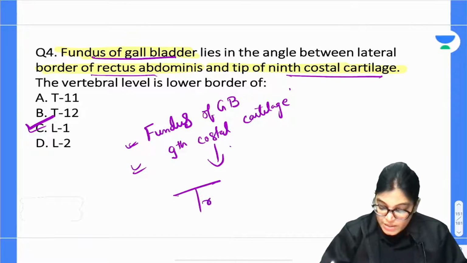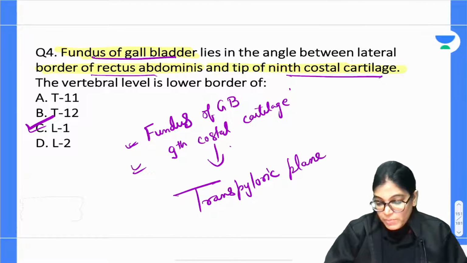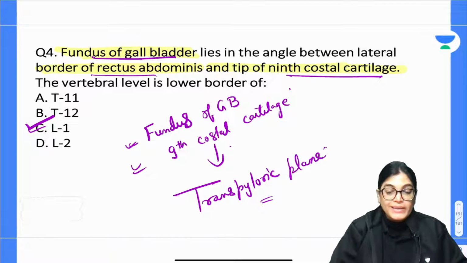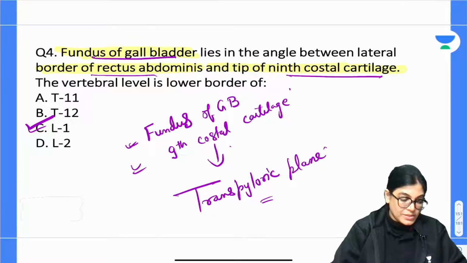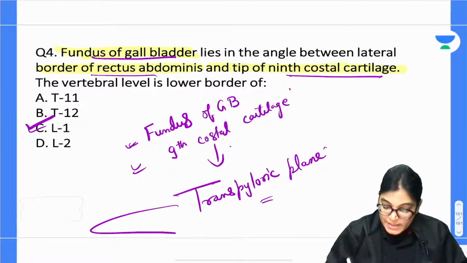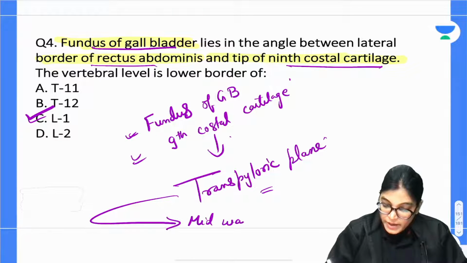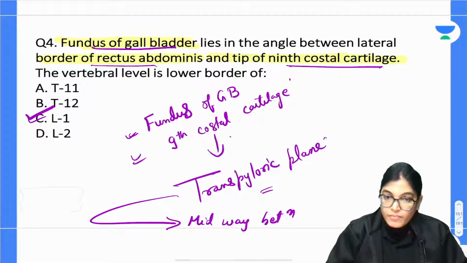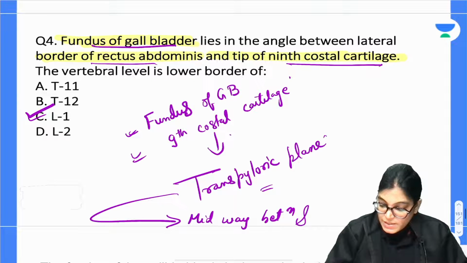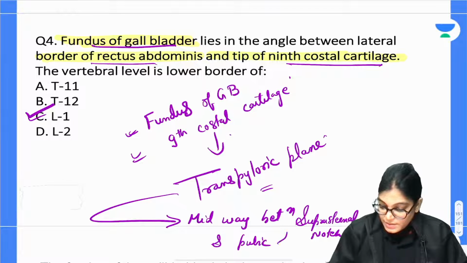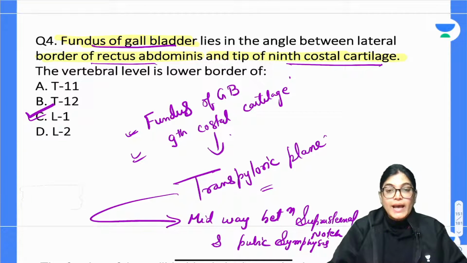Transpyloric plane. The location is at the transpyloric plane, and we know that the transpyloric plane is located midway between the midpoint of the suprasternal notch and the pubic symphysis. So we have to choose one. We will go with L1 as the correct answer.